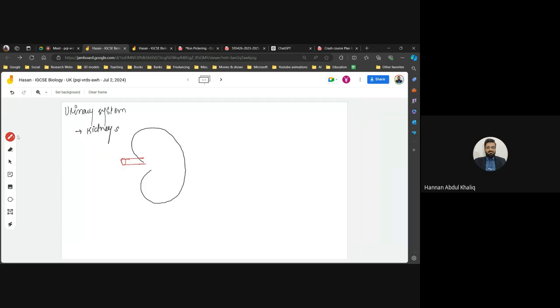One is this, the other one is this, and the third one you'll find is on the back, this one. Now, the first one, the red one, is the renal artery. What is the meaning of it? Containing a lot of urea. What is the meaning of renal artery?